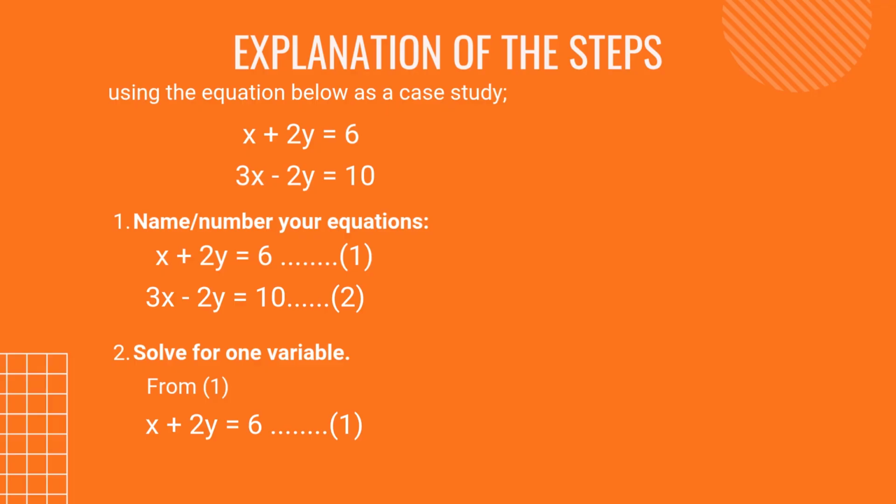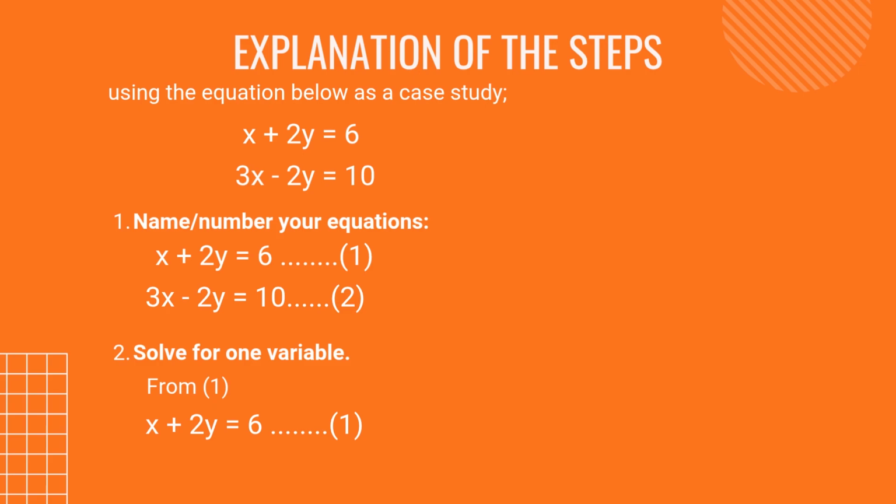Step 1 says, name or number your equations. What does that mean? It means you look at your equations and just name them equation 1 and equation 2. If the question has 3 equations, you name them equation 1, equation 2 and equation 3. We are doing this for reference purposes. So whenever I need x plus 2y equals 6, I just refer to it as equation 1. That's all for step 1.